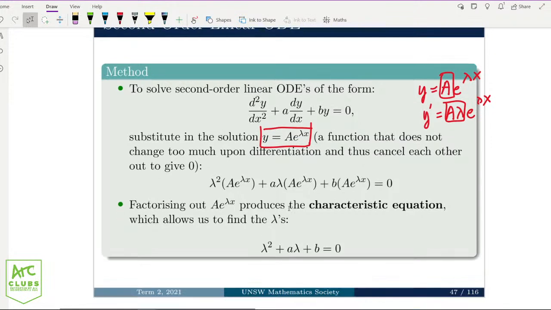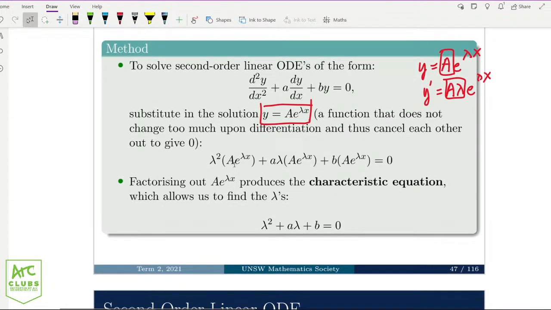And if you have a look, all of these can actually be divided, right? If we divide our solution on both sides, we end up with this particular equation in terms of constants only. So this is what we call a characteristic equation. And whenever you see second order linear ODEs, the first thing you want to do is to solve its characteristic equation.